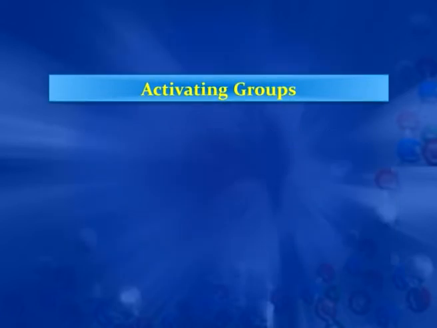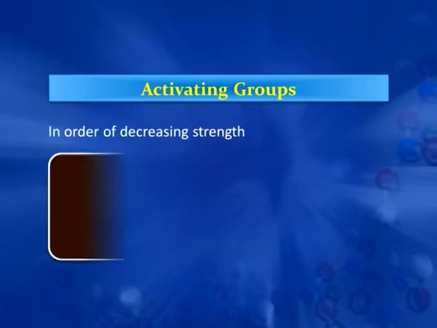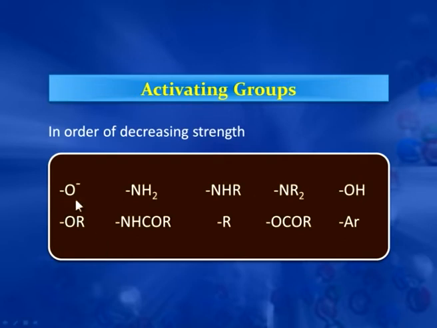Now, the groups which increase the electron density of a ring, in order of their decreasing strength, are: this is O minus, for example in phenoxide, this is NH2, for example aniline, this is substituted anilines, NHR substitution, this is NR2 dialkyl, this is phenol, this is ether, this is a type of acetanilide, then this is alkyl benzene, esters and diaryls. So, in this order, their donation decreases.